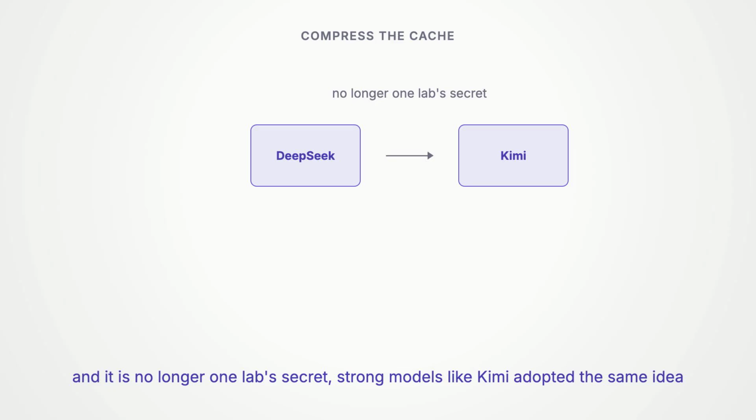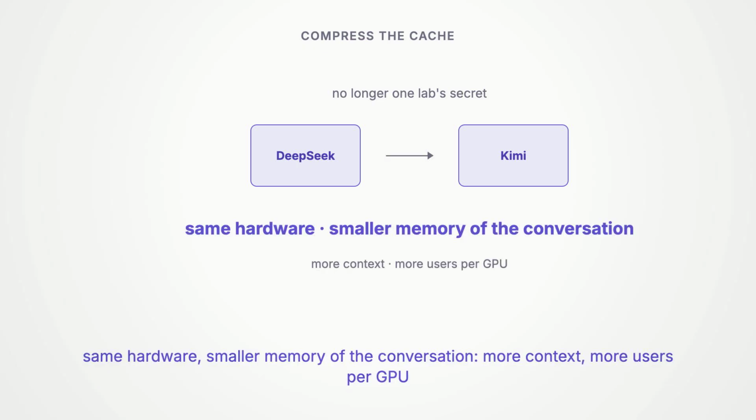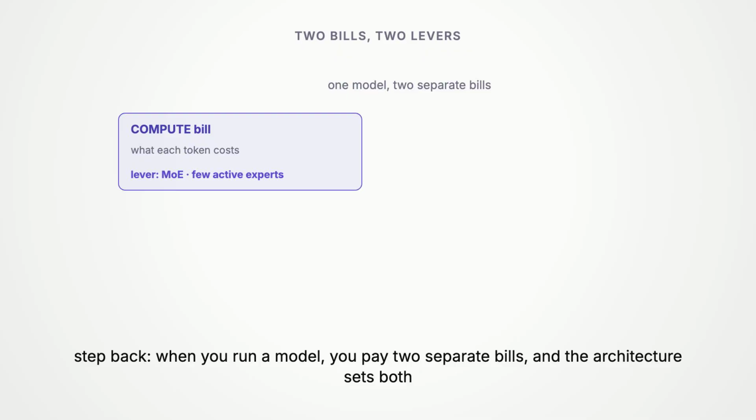So the same context that once would not fit now fits comfortably, and the same GPU that once served a handful of users now serves a crowd. Same hardware, smaller memory of the conversation. Step back and the whole picture clicks into one clean shape. When you go to run a model, you are really paying 2 separate bills, and the architecture sets both.